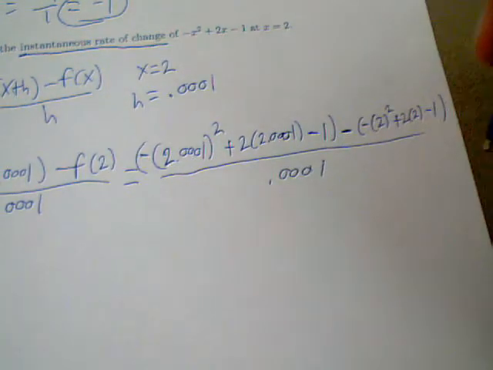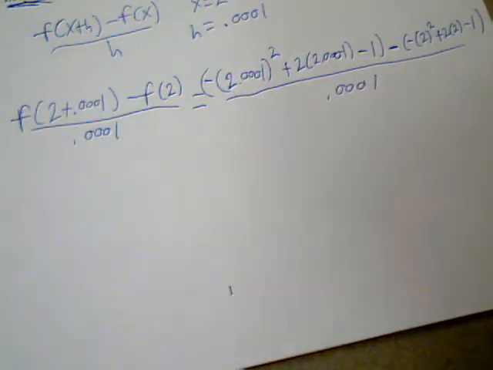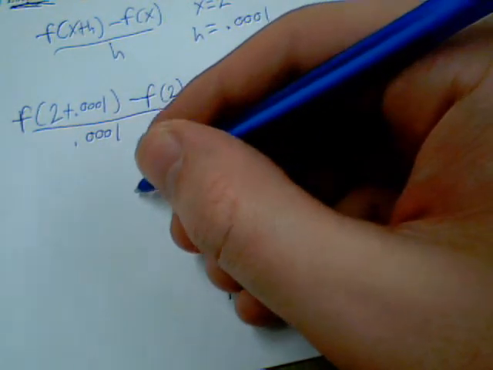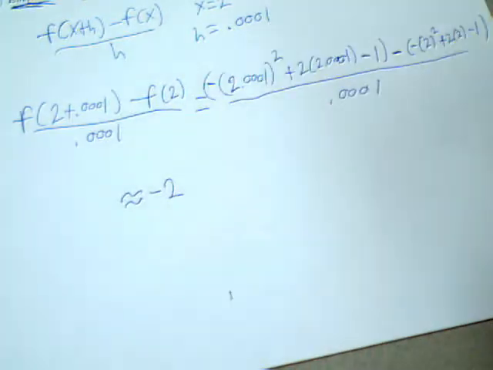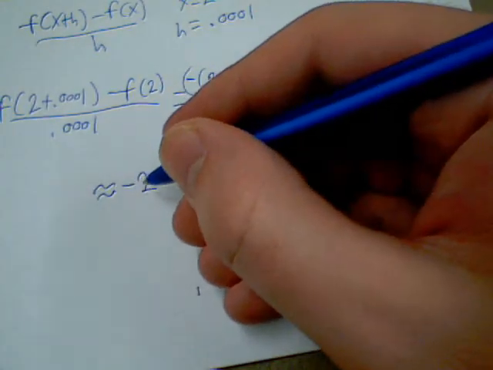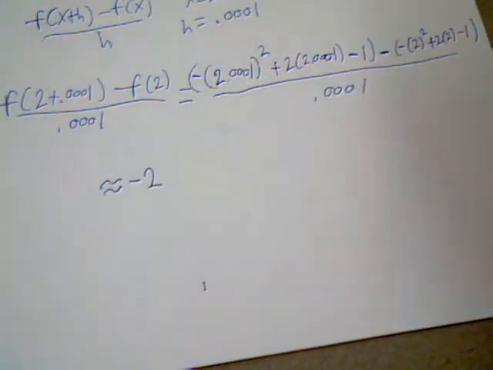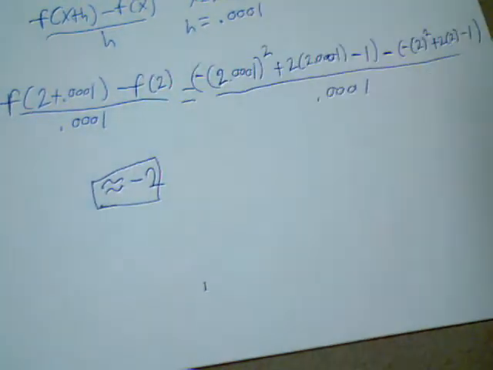Either way, you plug this in, and you plug it into your calculator very carefully, you should get something that's about negative 2. I think it came out to like negative 2.0001, or it might have been negative 1.9999. I forgot which it was for this one. But either way, something right next to negative 2. So that's our answer here.